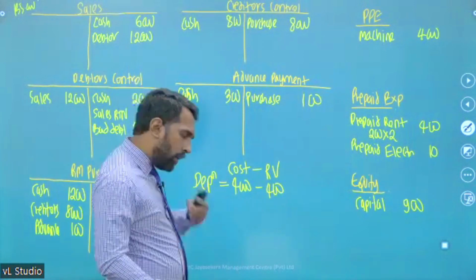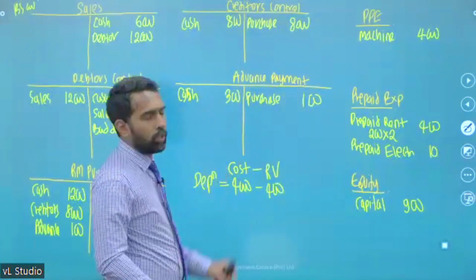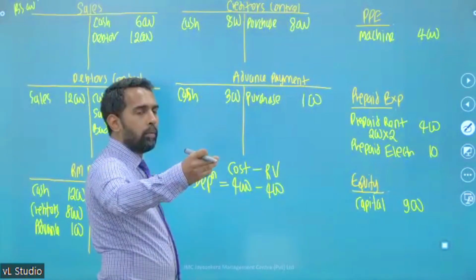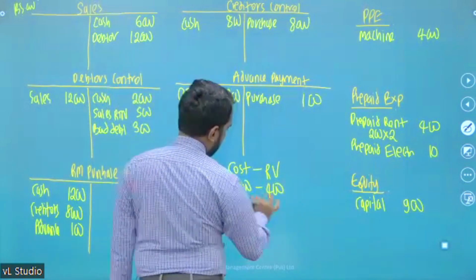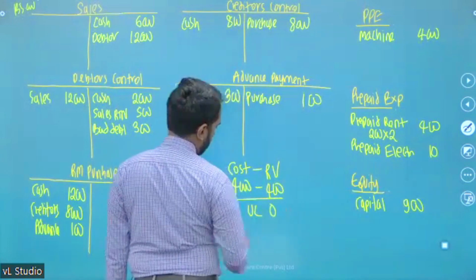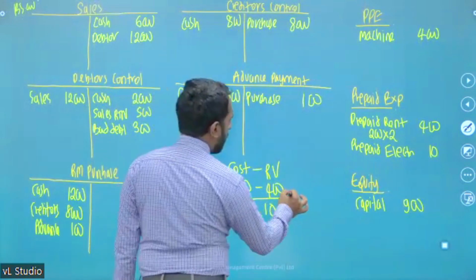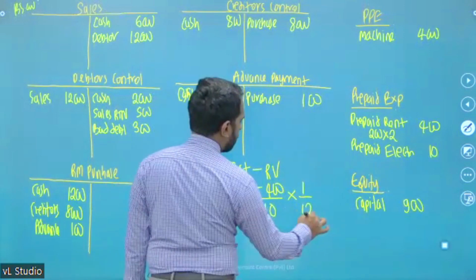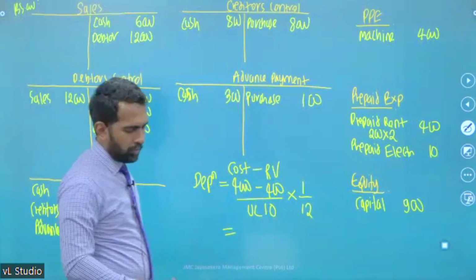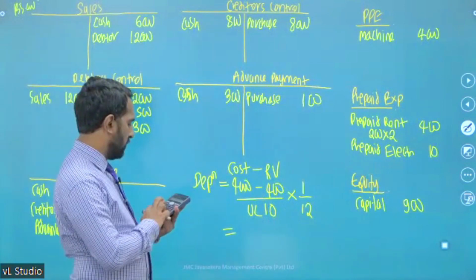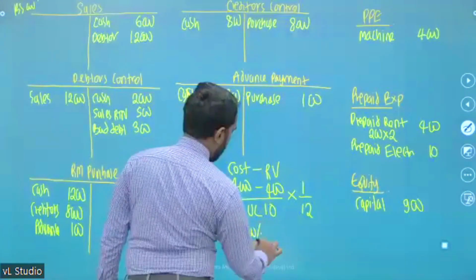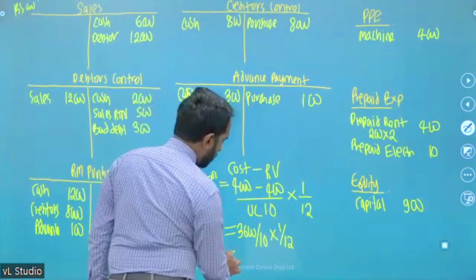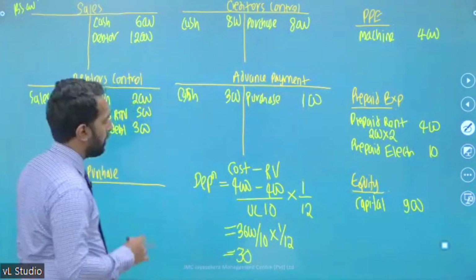Right now you have spent 4,000. 10 years later, by selling the scrap value, you are getting 400. So this is the net cost. This you need to divide by the useful life, which is 10 years. And we are looking at only 1 month of depreciation. So 4,000 minus 400, 3,600, divided by 10 into 1 divided by 12. So I'm getting a depreciation charge of 30.